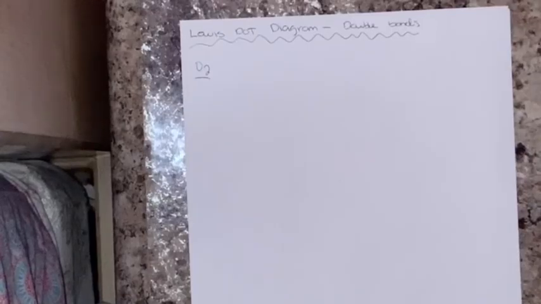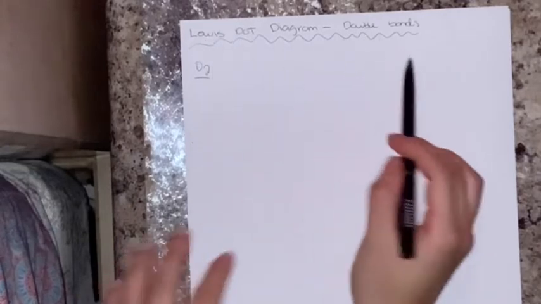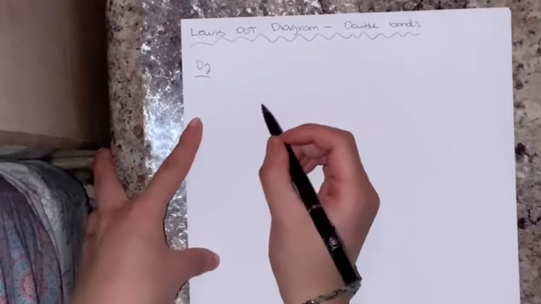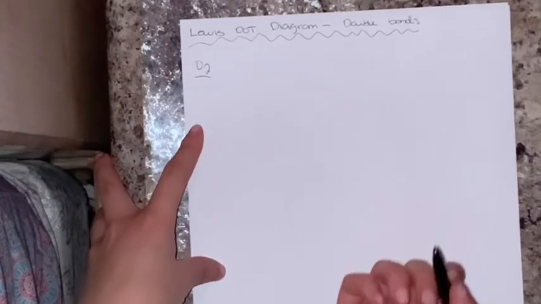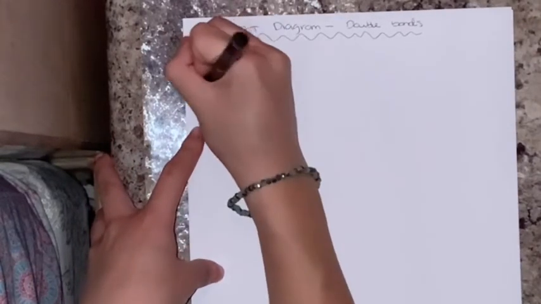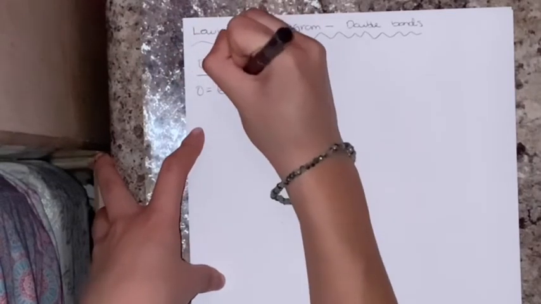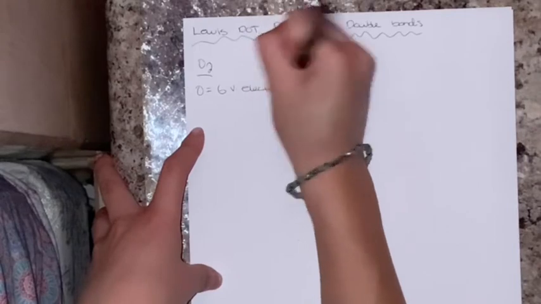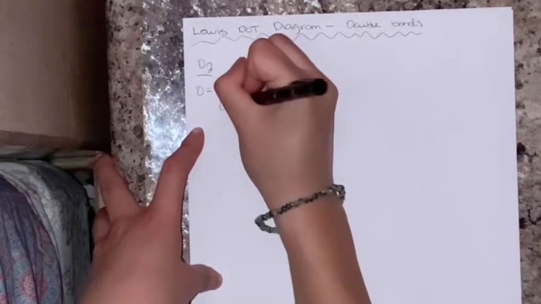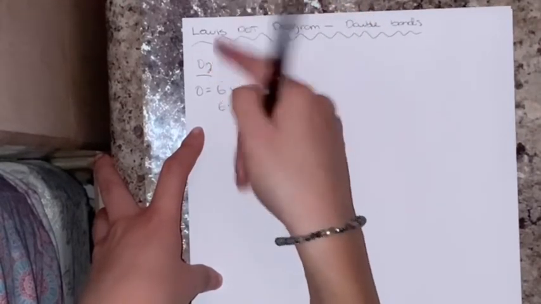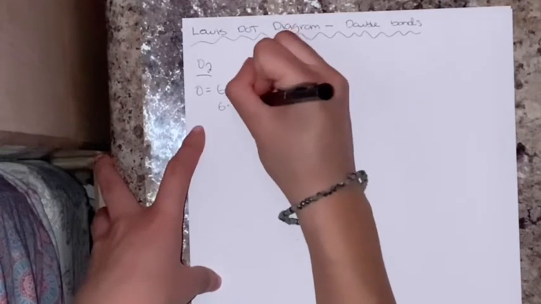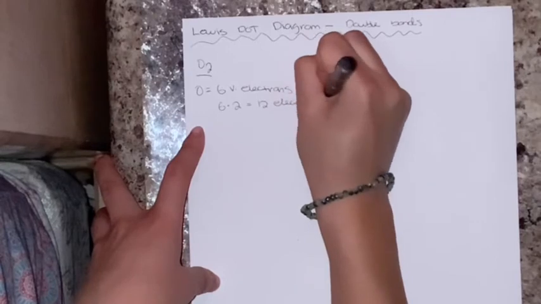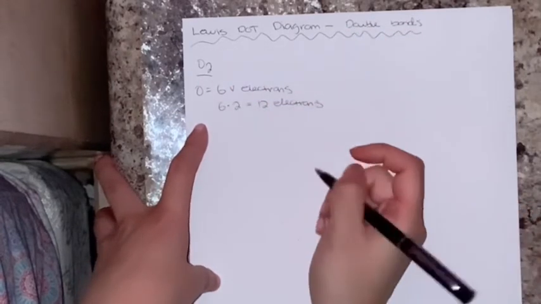And so now we're going to be doing a Lewis dot diagram for a double bond. And here we have oxygen 2 or O2. And we know oxygen has 6 valence electrons. And since we have 2 oxygen atoms, we're going to multiply the 6 valence electrons to 2. And we're going to get a total number of 12 valence electrons that we're going to be drawing in the dot diagram.